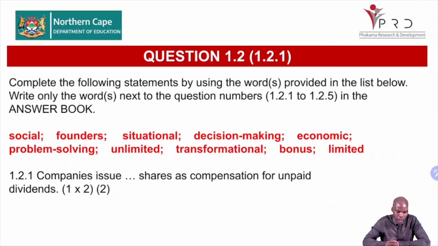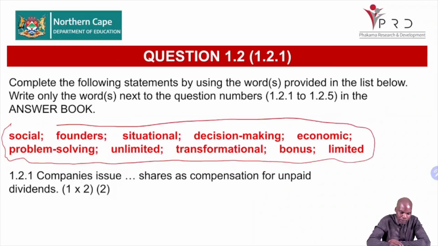These are the instructions. Complete the following statements by using the word or words provided in the list below. So here is the list of words that are provided. It says, write only the word or words next to the question numbers 1.2.1 to 1.2.5 in the answer book. The words that you are going to be choosing your answers from are social, founders, situational, decision-making, economic, problem-solving, unlimited, transformational, bonus, and limited.